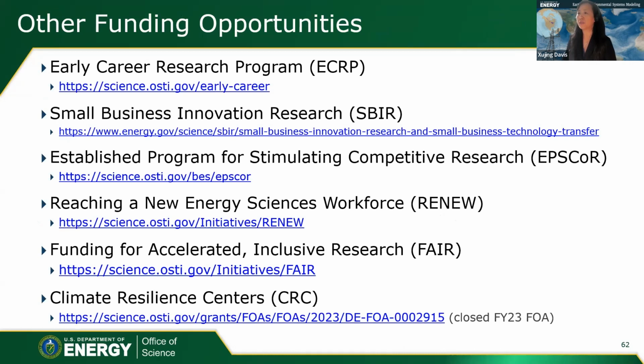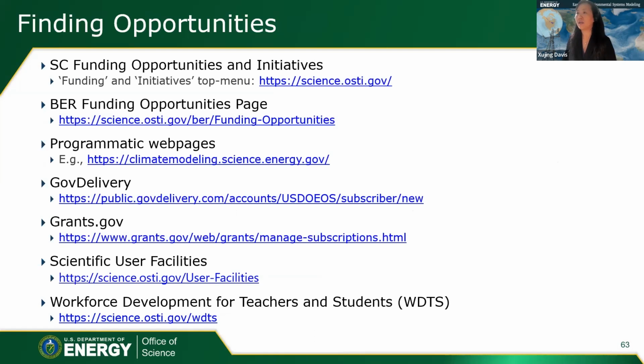So here we are including a lot of opportunities, including the Early Career Research Program across the Office of Science, Small Business Innovation Research, or SBIR, as you may recall, and also AppScore, which you may be familiar with. And also RENEW, FAIR, and CRC are relatively new initiatives that you must be very familiar with, I assume. If not, you definitely want to check them out. Next. You can also find more opportunities through the Office of Science website, the BER funding opportunity page, and also through each program within our division.